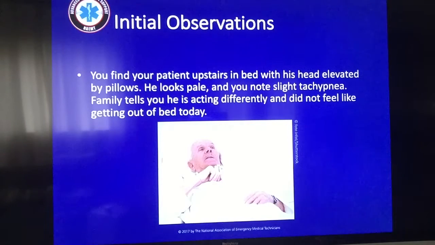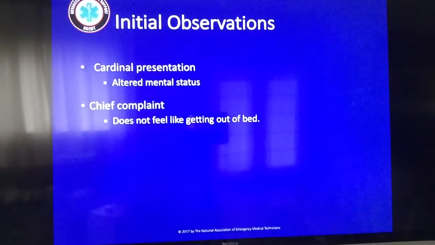So we need to start diving in and getting our SAMPLE history or our OPQRST, our history of present illness. Now, it's the patient. So how is he presenting? Is he altered? Can he move? Why is he getting out of the bed? And we can start formulating a differential just based on our assessment, based on our observations that we've seen and what the patient and family have already given to us.